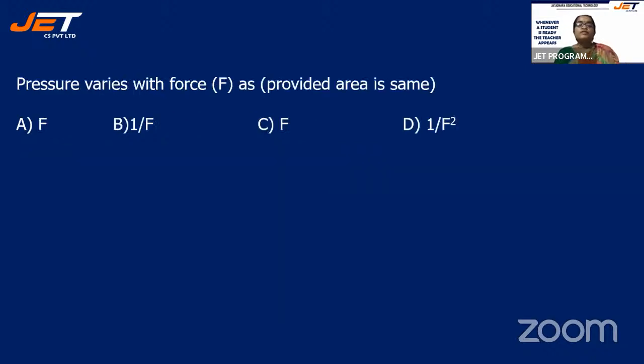Next one. Pressure varies with force as provided area is same. F, 1 by F, 1 by F square. Let us see. It is F. Pressure varies with force as provided area is same. Then it is F. That is option A, F.